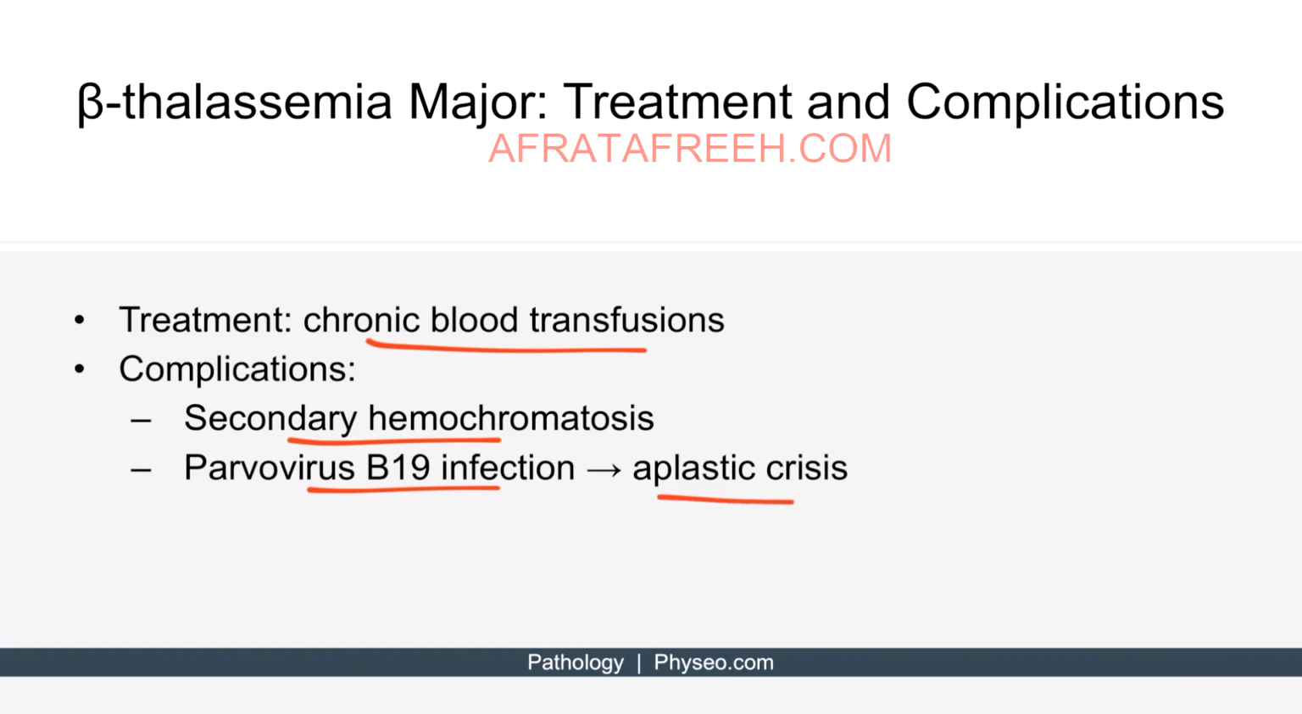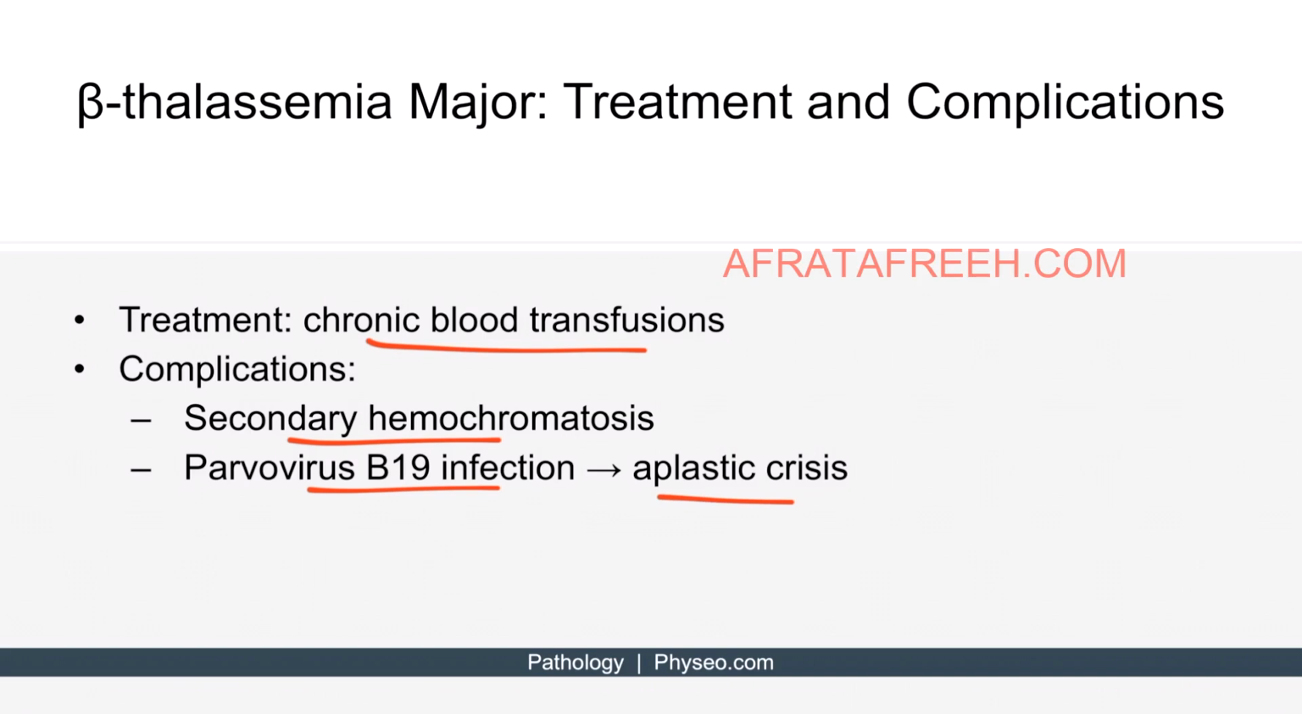An aplastic crisis is when a person does not make enough red blood cells to replace the ones already in the blood. Parvovirus can precipitate an aplastic crisis in people that are already having a difficult time making new RBCs by causing a cessation of erythrocyte production in the bone marrow.